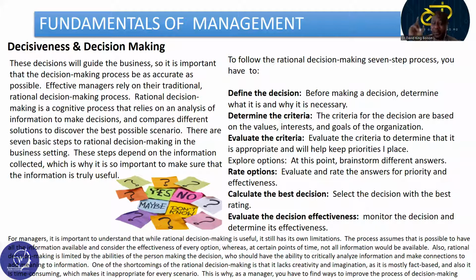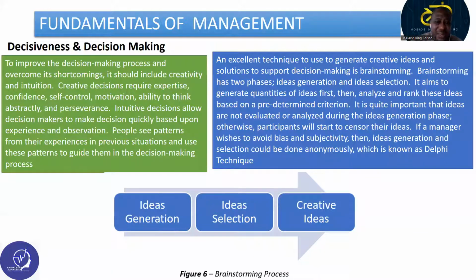One of the shortcomings of rational decision making is that it lacks creativity. You are being bundled into a straitjacket, and you are not being allowed to be creative. You are following this method, and you need to follow it to the letter. That is worrying, and that's the downside of rational decision making, as opposed to our traditional decision making.